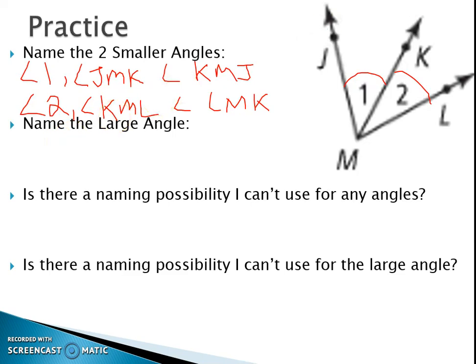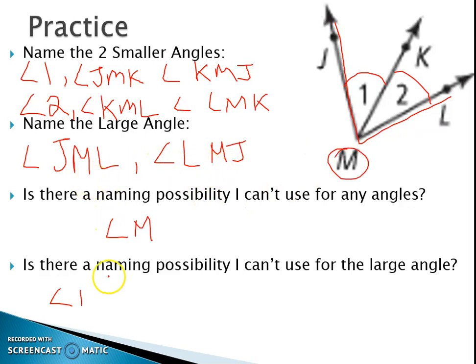The large angle is this one right here, JML. The large angle is the whole thing. So we're going to write angle JML, or you can write angle LMJ. Just go the other direction, LMJ. Either way is fine. Make sure M is in the middle.